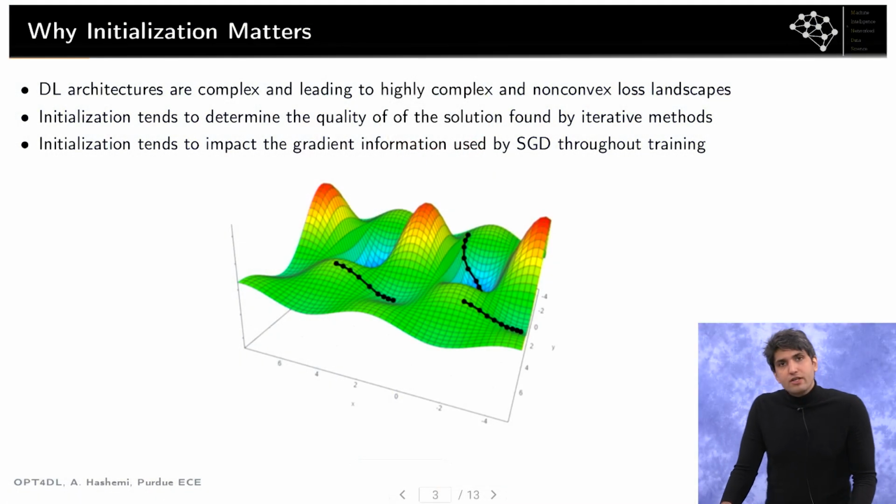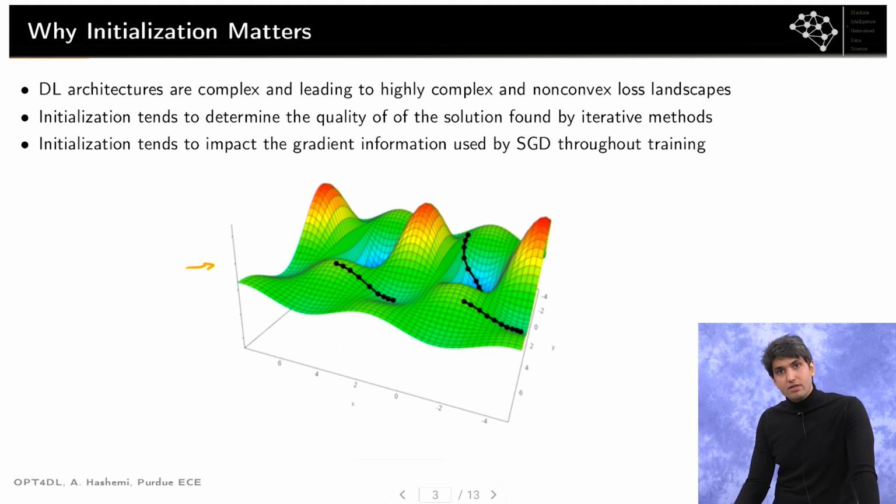So initialization. Basically, how should we initialize the weights of these architectures? And does initialization matter or not? Obviously initialization matters, and the reason for that is that these deep learning architectures are complex, and they dictate the kind of loss functions that we're going to deal with. Because these architectures are highly complex, the loss functions are going to be highly complex as well, and they're going to be highly non-convex. So lots of ups and downs, as we can see in a figure like this.